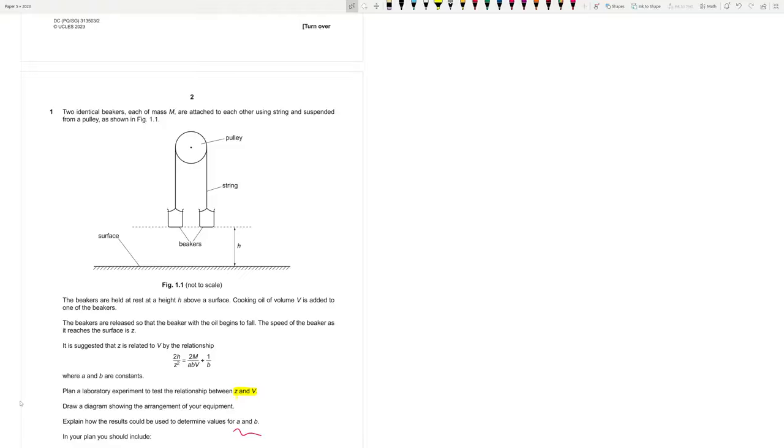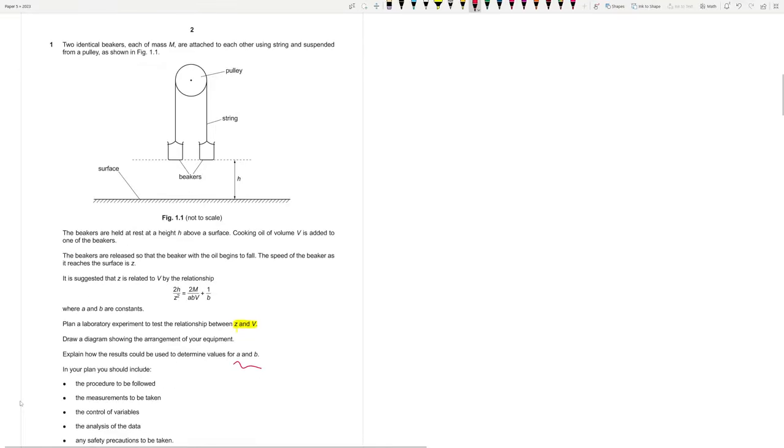The beakers are released so that the beaker with the oil begins to fall. The speed of the beaker as it reaches the surface is z. It is suggested that z is related to v by the relationship 2h by z square is equal to 2m by abv plus 1 by b, where a and b are constants. This is a key point. Plan a lab experiment to test the relationship between z and v.